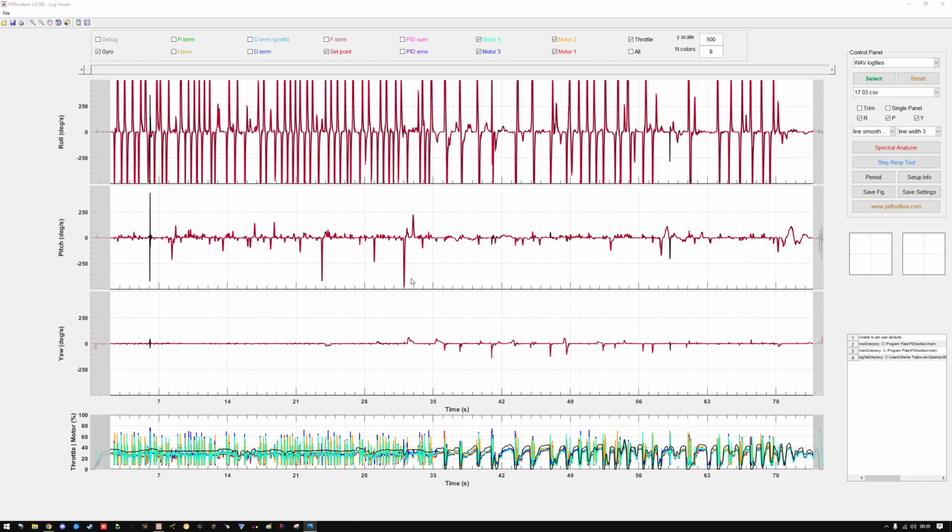But I would strongly suggest that you do not copy your P and I term as you have them in Betaflight, or in general, just don't follow that advice, because although they might be computed the same way or a similar way, the effects that they have on your quad are very different.